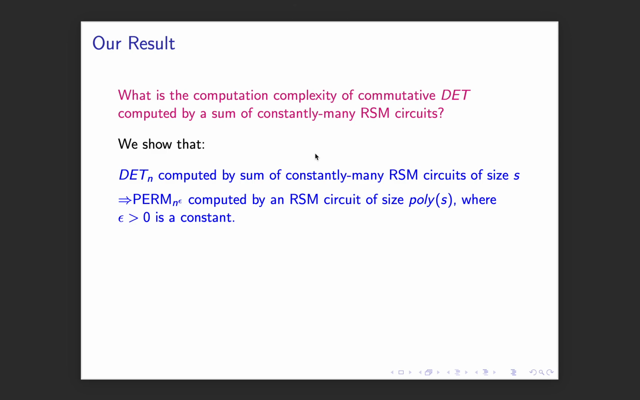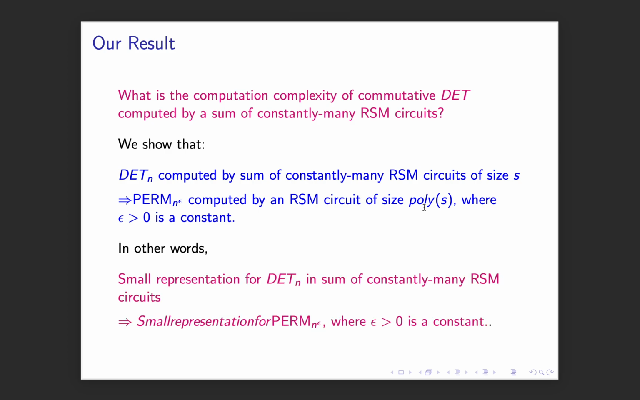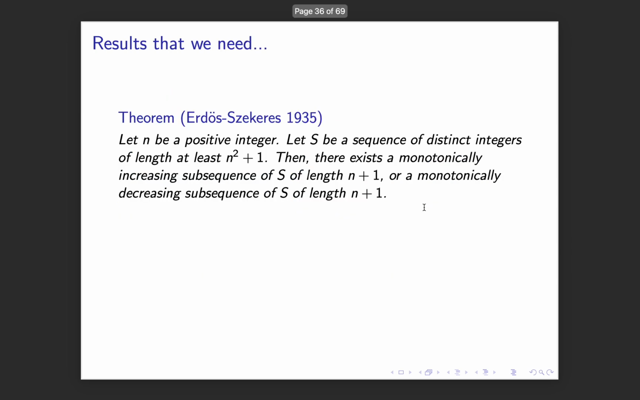So we show that if the degree n determinant can be computed by a sum of constantly many RSM circuits of size S, then the permanent of slightly smaller degree can be computed by an RSM circuit whose size is poly in S, and epsilon is a constant. In other words, if there is a small representation for the degree n determinant as a sum of constantly many RSM circuits, then there is a small representation for the permanent.